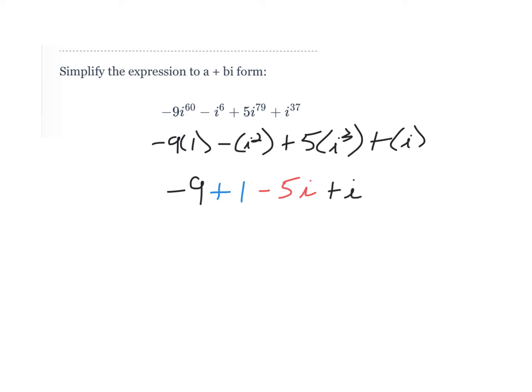Okay. So then we work it out. Obviously, you see a negative 1, or I'm sorry, a negative 9 plus 1, which is negative 8. And then you have minus 5I plus 1I, which is a minus 4I. So negative 8 minus 4I would be our simplified expression in what we call A plus BI form. All right, let's take a look at another.